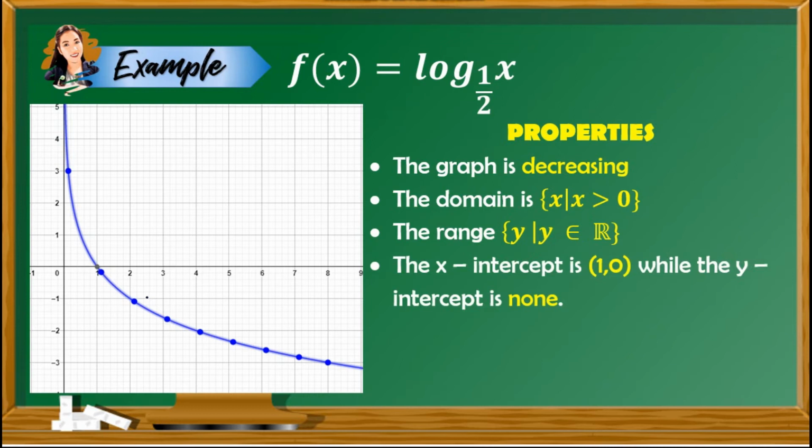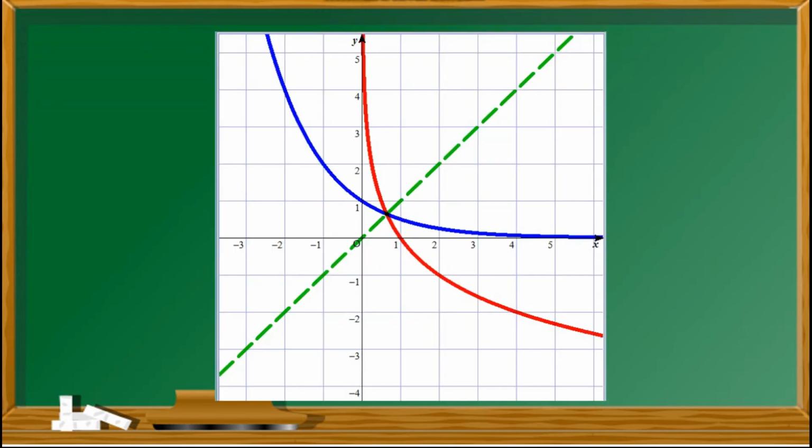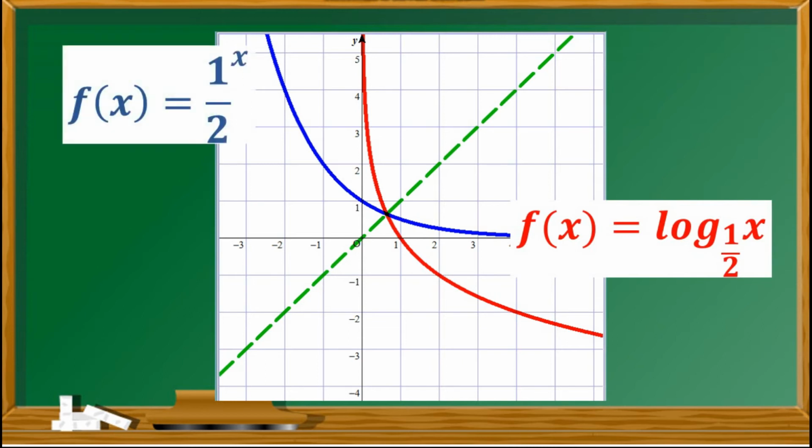Next is for the asymptote. As we can see, this graph did not touch the y-axis or go beyond the y-axis to the left. Therefore, we have the vertical asymptote at x equals 0. And as for the horizontal asymptote, since the graph is moving upward and moving downward continuously, there is no horizontal asymptote. Let us now compare the logarithmic function and its inverse, which is the exponential function.